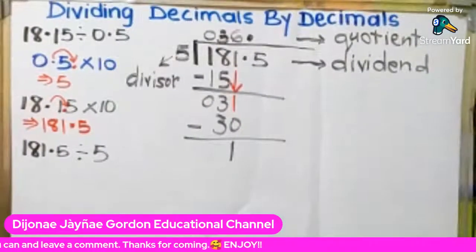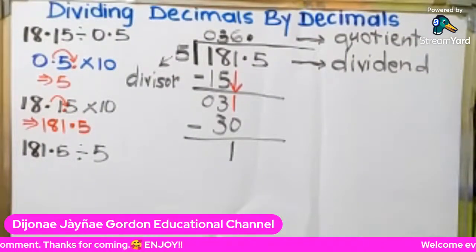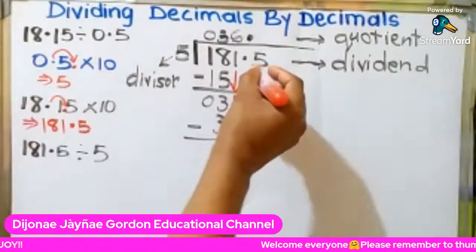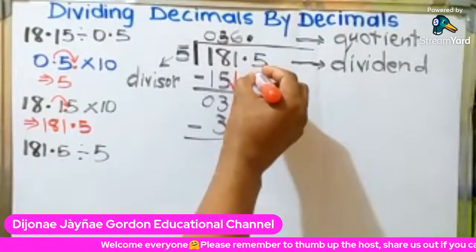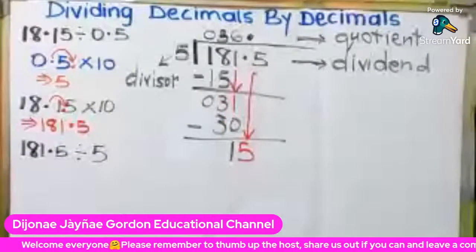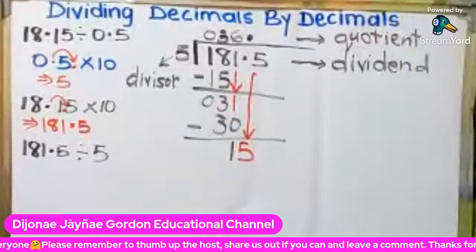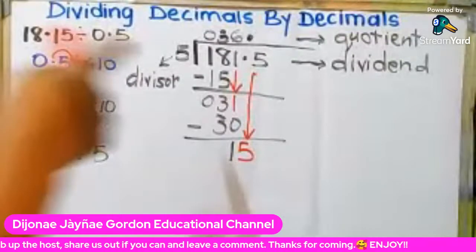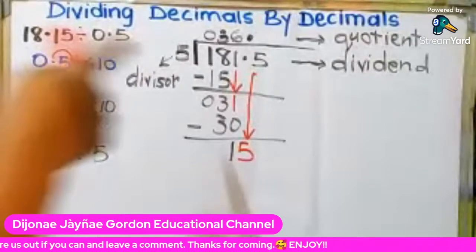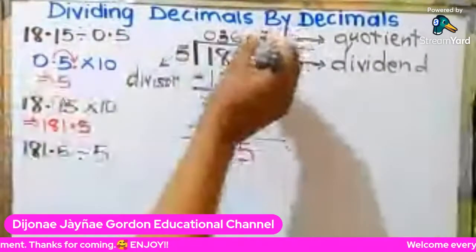The next thing we're going to do is look to see if we have any more digits in line, and of course we have the 5, which is in the tenths place, and I'm going to bring it right down by this 1. And of course, I'm going to end up with 15. So now you're going to ask yourself, how many groups of 5 can you get from 15? Of course, we can get 3 groups. I'm going to write my 3 right here.